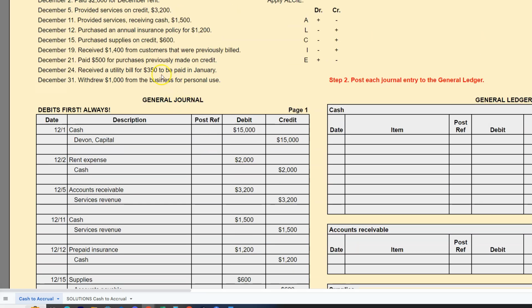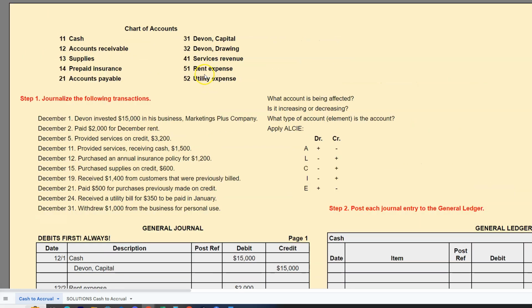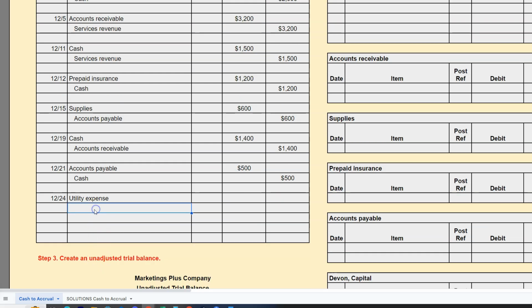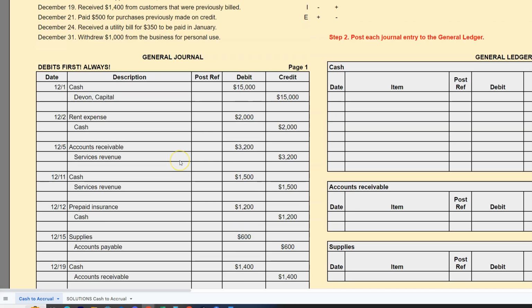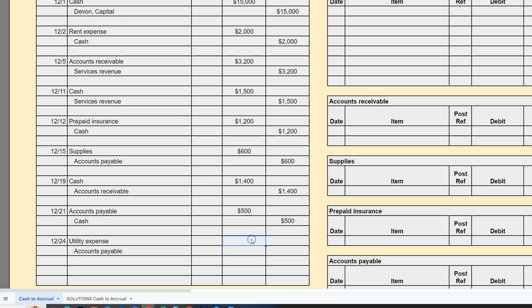All right, and either we're going to pay for it now or later. It says we're paying for it later. So what account do we use when we owe money and we'll pay it later? Accounts payable. It is increasing. The amount we owe is going up. It is a liability. And how do we make a liability go up? We credit. What is that? $350.